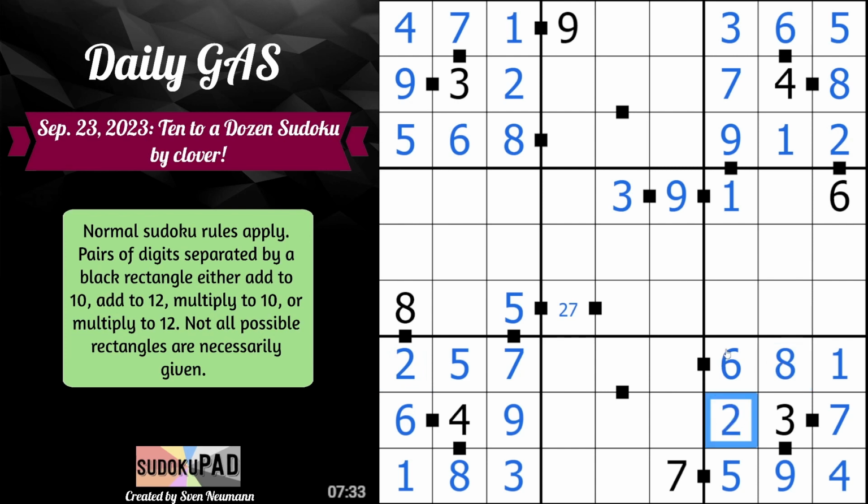That gives us 2. 6 tells us this is either... Oh, this gives a few... Oh, no, but it can't be 2, so it can't multiply to 12. We know it already can't multiply to 10. It can add to 10 with 4. But it can't add to 12. So then this is just 4.